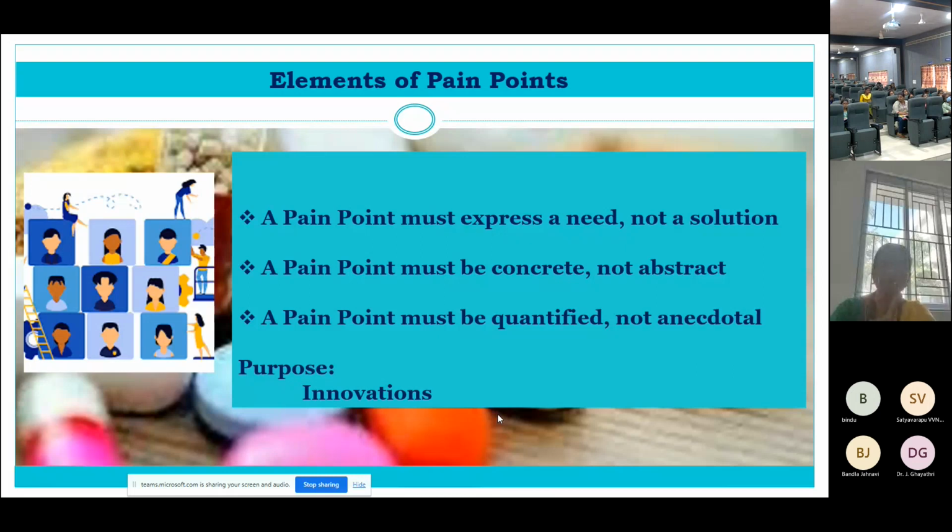So pain point must be concrete, not abstract. It should be in detail. Then pain points must be quantified, not anecdotal. So these are the elements you have to consider in the pain points. The purpose is for innovations. To go for the innovation, you have to detail on pain point, but that pain point should express a need, a concrete one, and must be quantified.